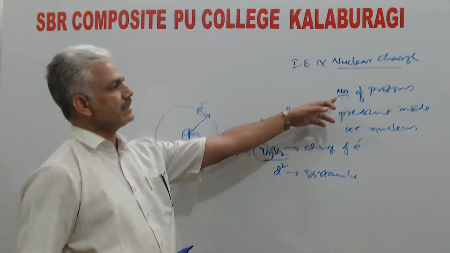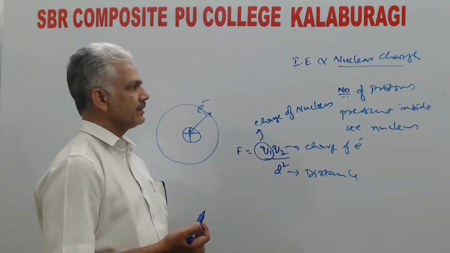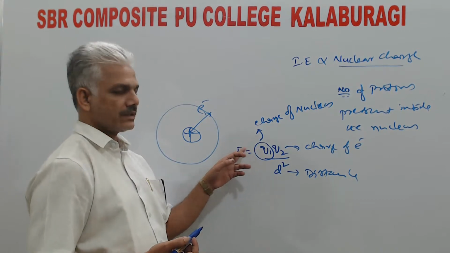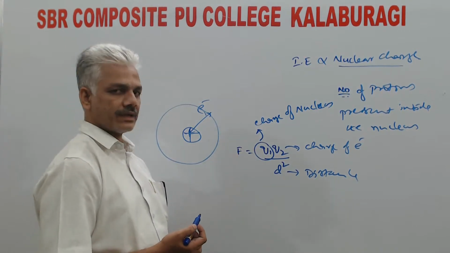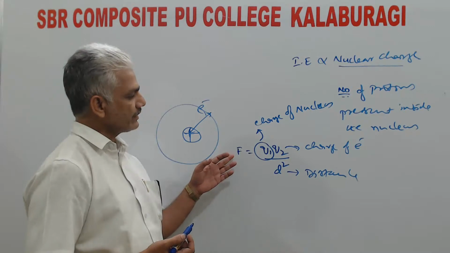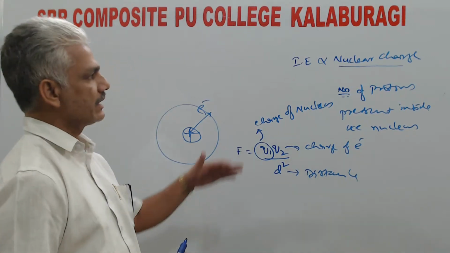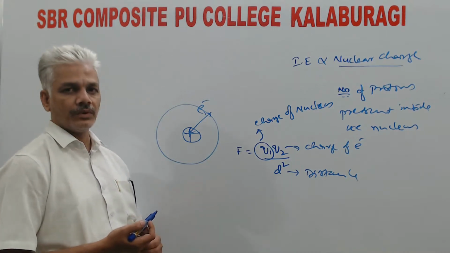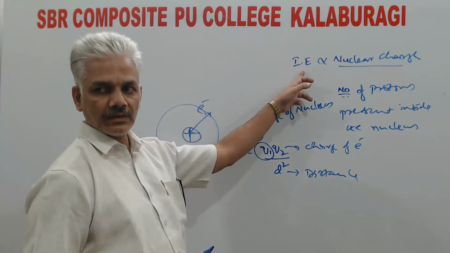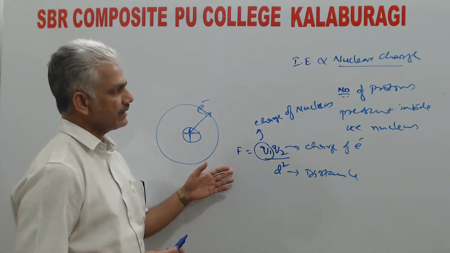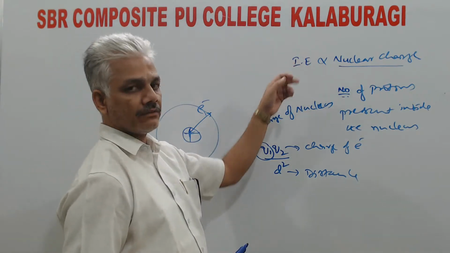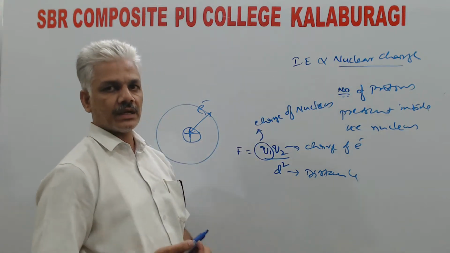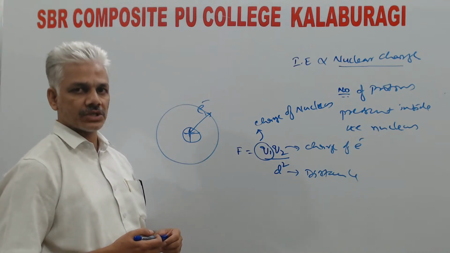When there is an increase in the number of protons inside the nucleus, nuclear charge magnitude will increase, which in turn increases the nuclear force of attraction proportionately. And when force of attraction increases, the energy required to remove that electron becomes more, so the ionization energy value also increases. In that way, nuclear charge can influence ionization energy, and the relation is that ionization energy is directly proportional to nuclear charge.